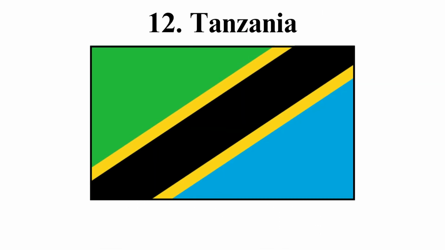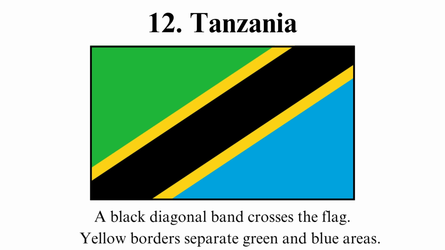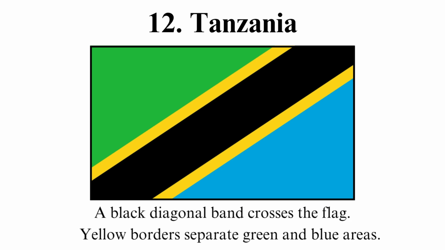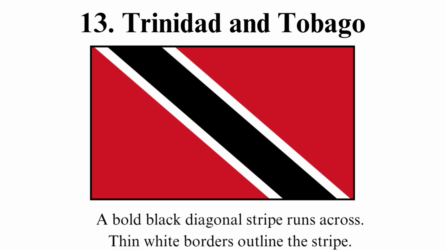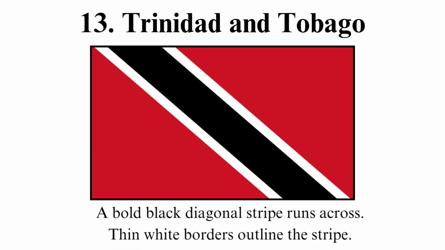12. Tanzania. A black diagonal band crosses the flag. Yellow borders separate green and blue areas. 13. Trinidad and Tobago. A bold black diagonal stripe runs across. Thin white borders outline the stripe.